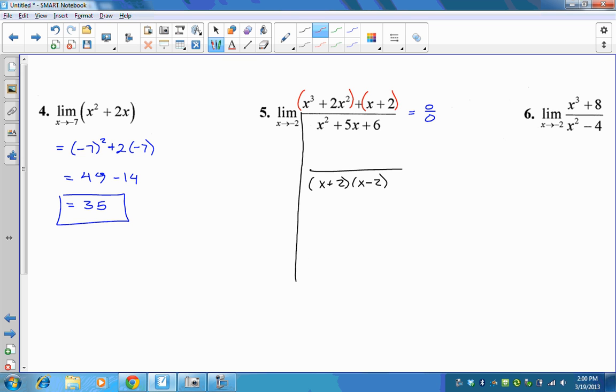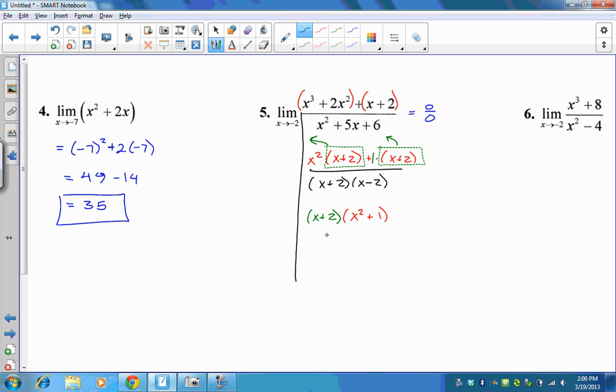I'll group the first 2 terms and the second 2 terms. Out of my first group I factor an x squared, which leaves me with x plus 2. Out of my second group I can't factor anything, so I just have an x plus 2. Notice they have an x plus 2 in common: x squared times x plus 2, and a hidden 1 times x plus 2. I can factor out the x plus 2, which leaves x plus 2 times (x squared plus 1).